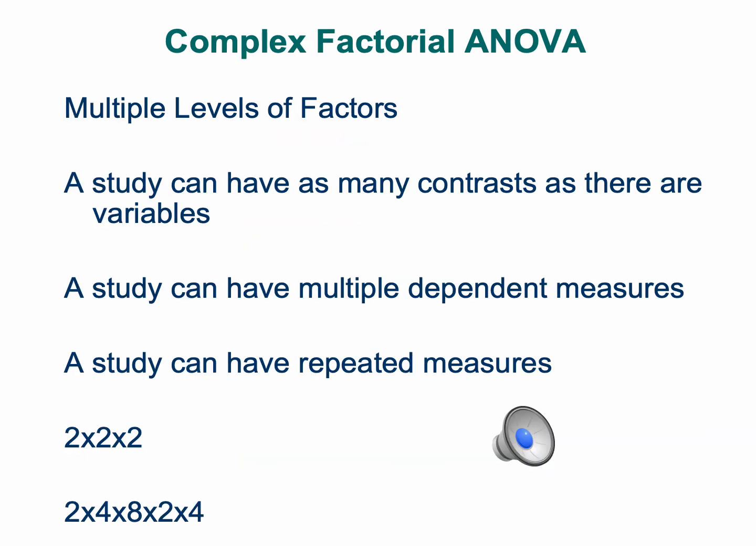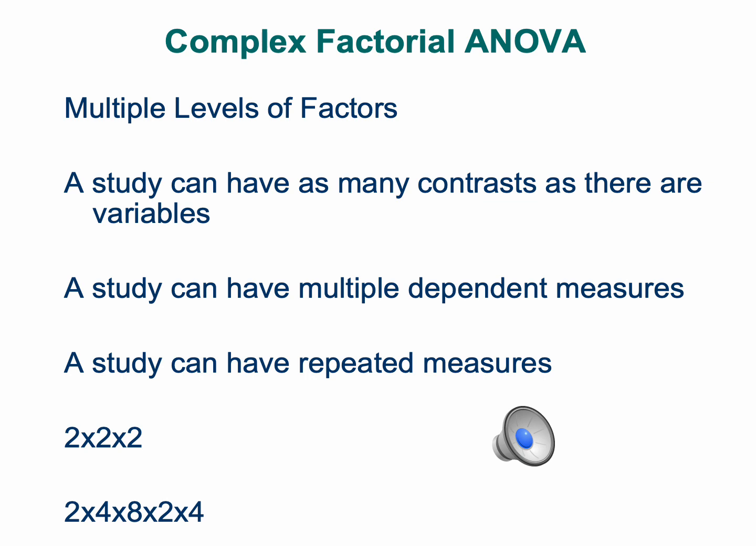Factorial ANOVA studies can get quite complicated. You can have multiple levels for your factors, so you can have 8 levels to your independent variables instead of just the 2 that we've been using. A study can have as many contrasts as there are variables, so you can have as many contrasts by interactions as there are variables in the study and levels. A study can have multiple dependent measures, and we haven't talked about that at all. We've just used one dependent measure in all of our examples.